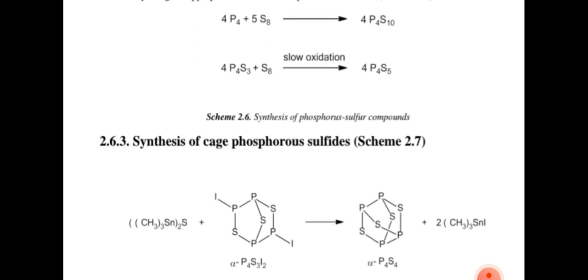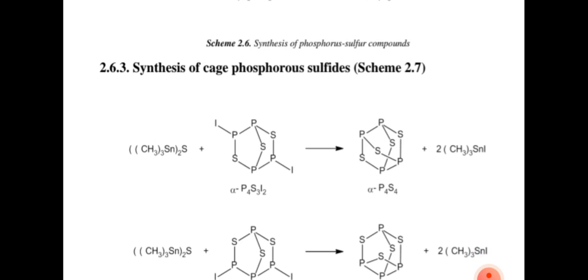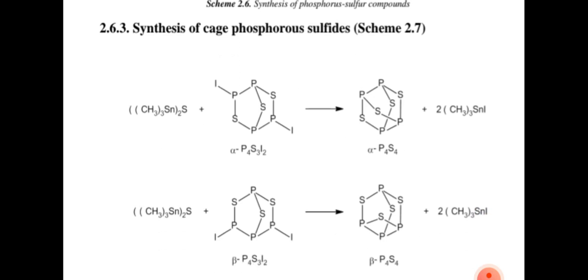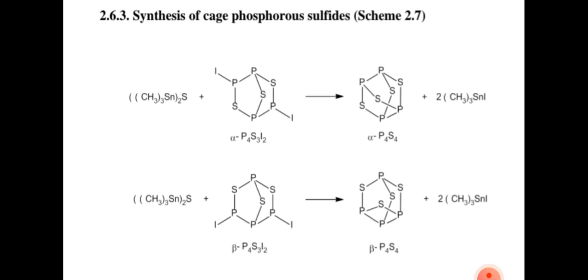4 moles of P4 react with 5 moles of S8 to give 4 moles of P4S10, a phosphorus-sulfur compound. 4 moles of P4S3 react with octasulfur by slow oxidation. We get 4 moles of P4S5. This is the synthesis of phosphorus-sulfur compounds. Synthesis of cage phosphorus sulfide.